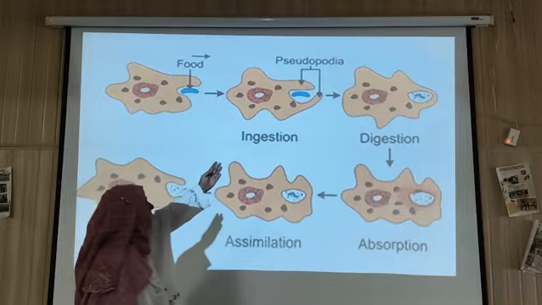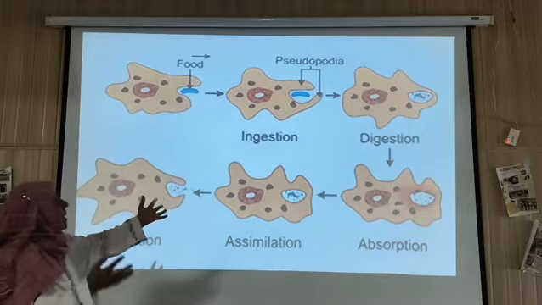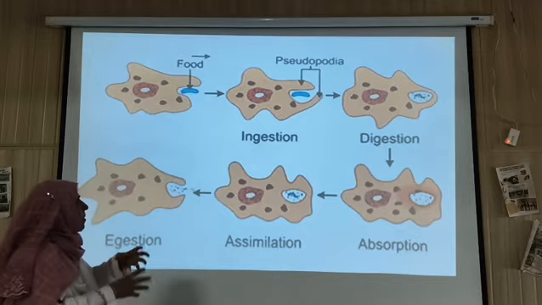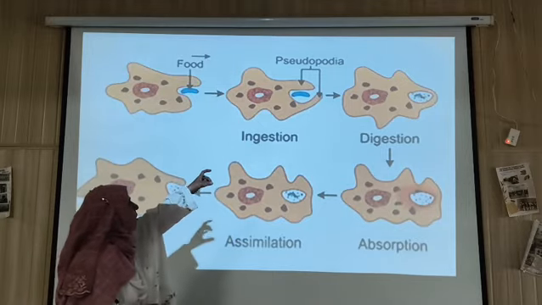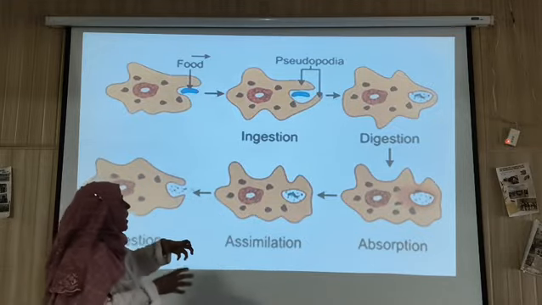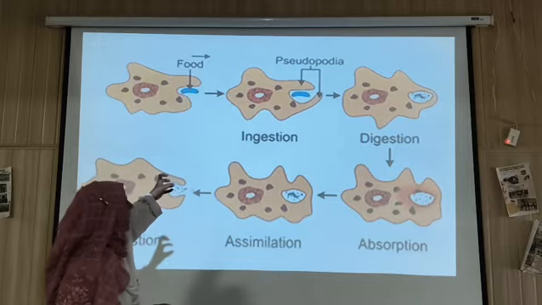Pseudopodia are nothing but finger-like structures. They surround the insect with the help of pseudopodia. This process is called circumvallation, and with the help of pseudopodia they ingest food. Ingestion takes place with the help of pseudopodia.